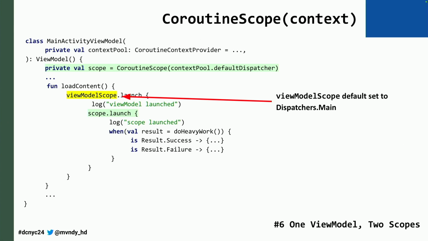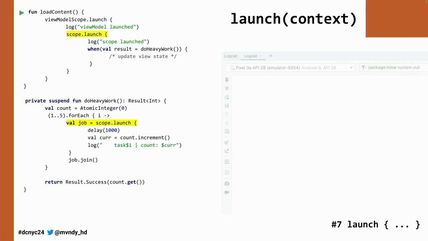So when load content is called, view model scope launches this activity lifecycle aware coroutine. And within it, scope.launch then calls doHeavyWork to start. Now the difference between viewModelScope.launch and scope.launch is that even though viewModelScope.launch is set to Dispatchers.Main, the scope.launch, we set that ourselves to the default. So that will be running on a background thread.